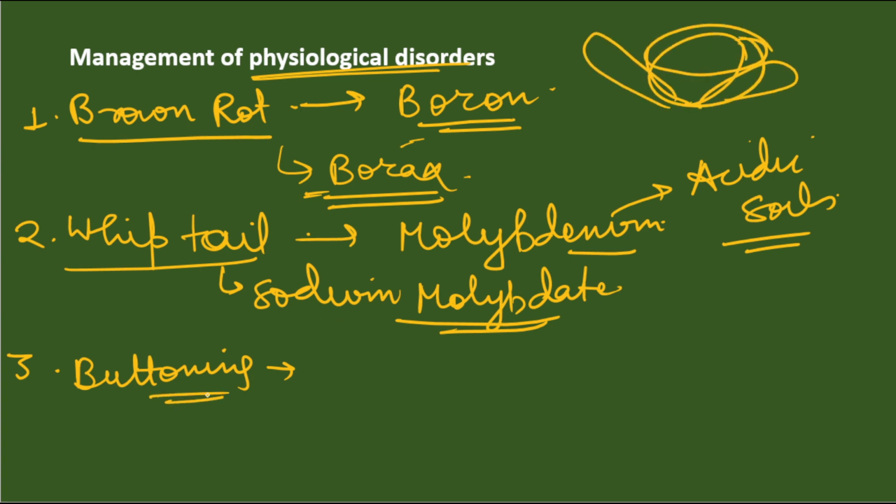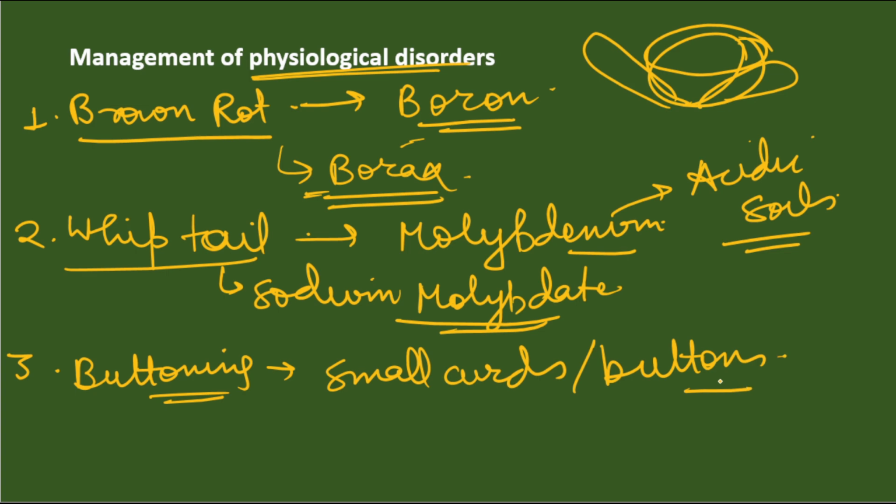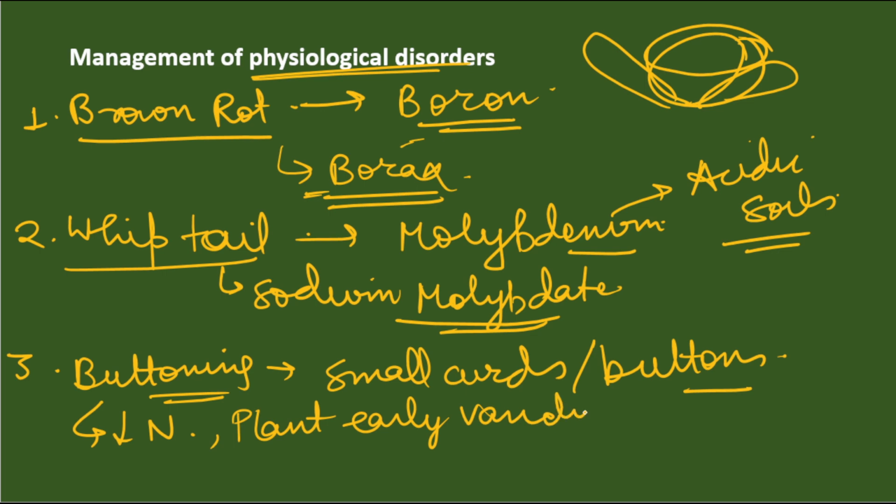So what happens in buttoning? The curd size of cauliflower remains small, curds are underdeveloped. Okay, curds, or you can say buttons. So these are already small or rather underdeveloped. It is generally happening due to nitrogen deficiency, or generally it happens when we plant early varieties late. When early varieties are planted late, we will generally see them with small curds.